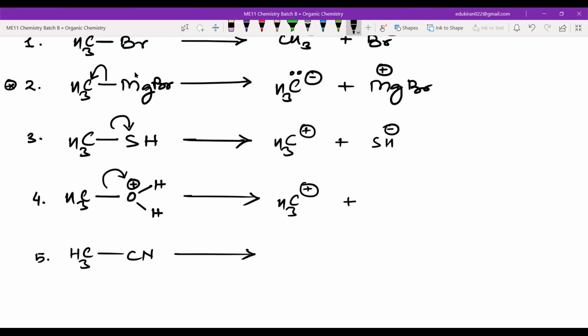Okay, so what will happen? It will be getting reduced. So oxygen is getting electron, so the positive charge will be removed and it will be having H2O only. Here the Cn negative will be getting the Cn negative.